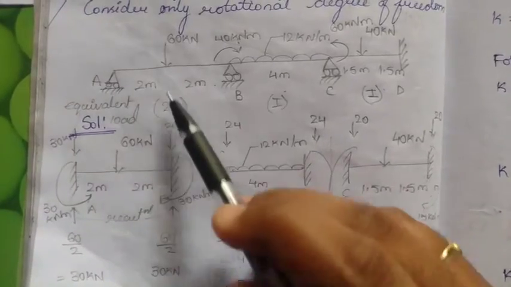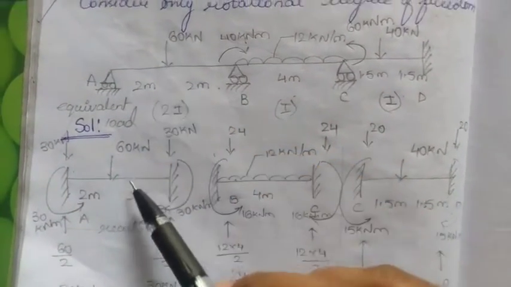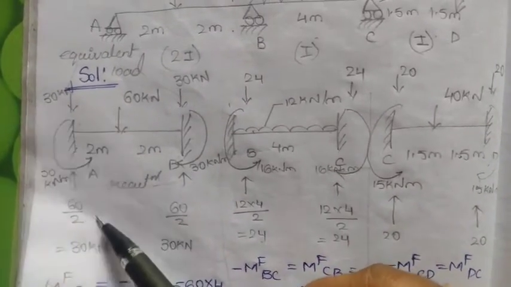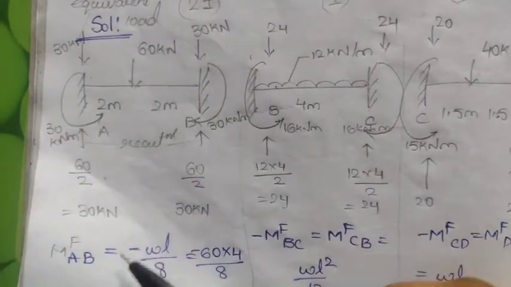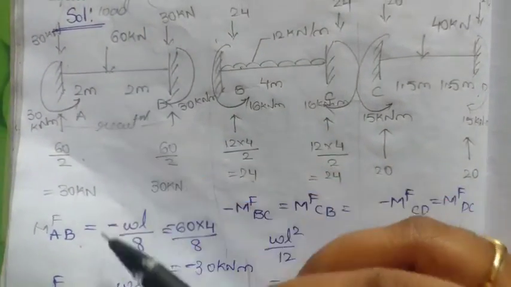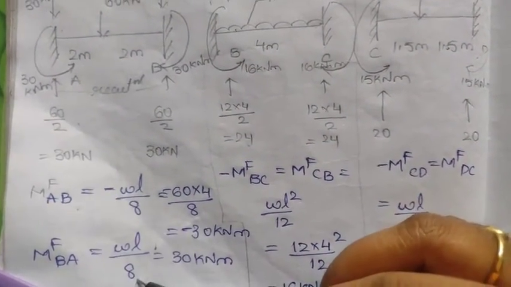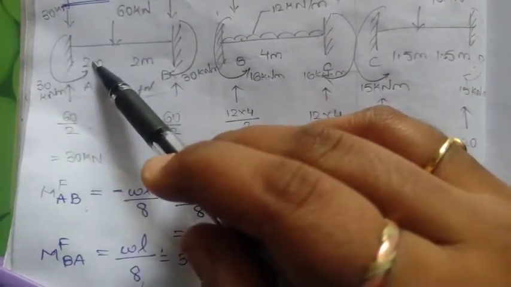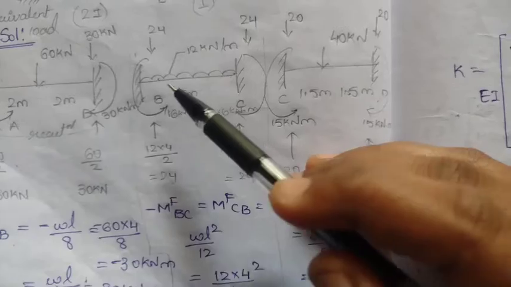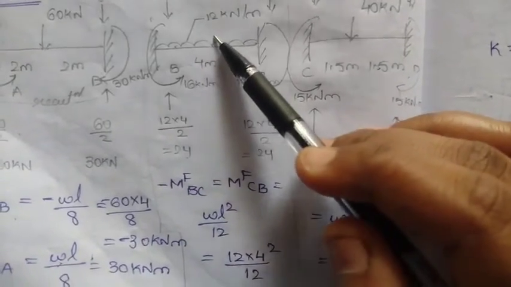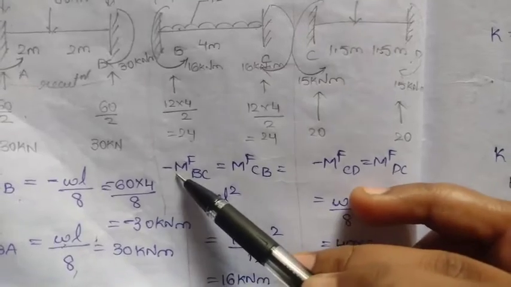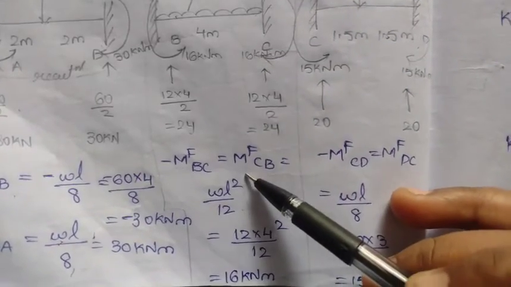For the AB span, only one load is acting, the central one, with 2 meters and 2 meters on either side. Whenever we calculate these resultant forces, we know MFAB, if it has a central point load, is simply WL by 8. This is the formula. I told you the left hand side would be negative and the right hand side would be positive. Next, coming to the BC span, it has a UDL. The formula for that would be WL squared by 12. BC would be negative and CB would be positive.